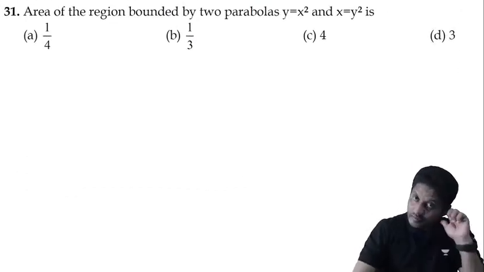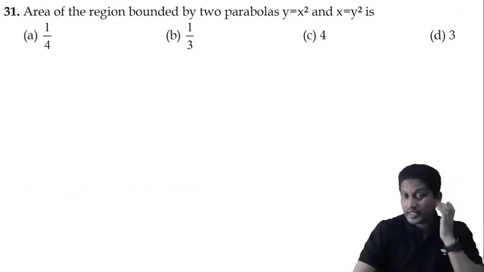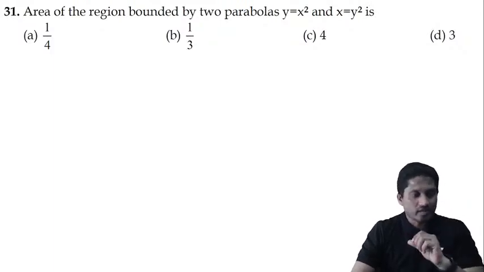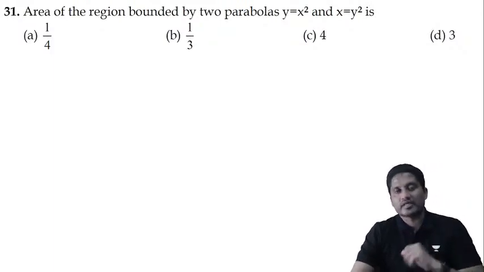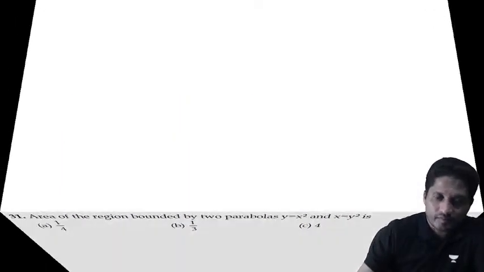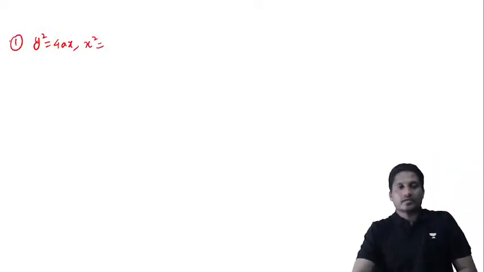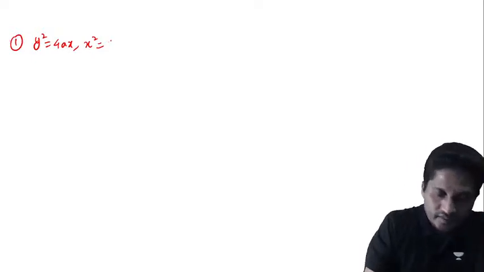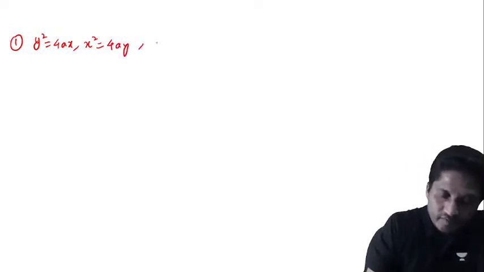Area of the region bounded by the parabolas y equal to x square and x is equal to y square. Okay, I'll give you some time saving results, guys, which are really helpful. Suppose you have y square is equal to 4ax and x square is equal to 4ay. This is point number 1. Y square is equal to 4ax and x square is equal to 4ay. Area will be equal to 16 ab by 3.